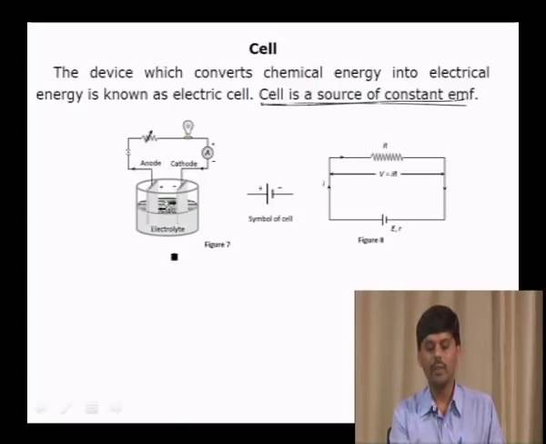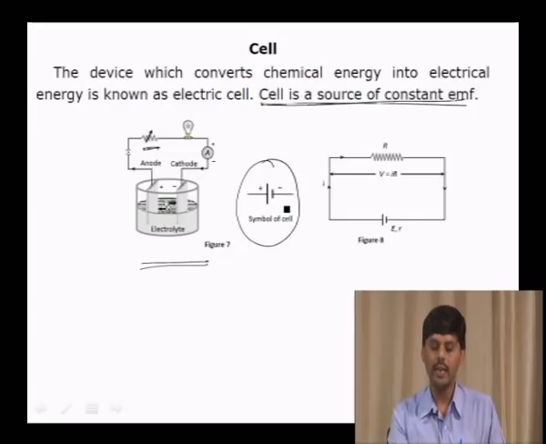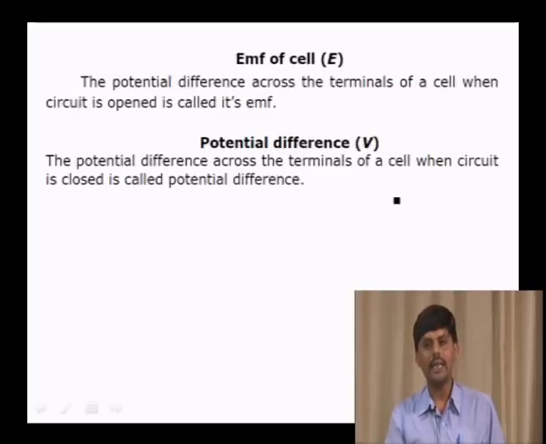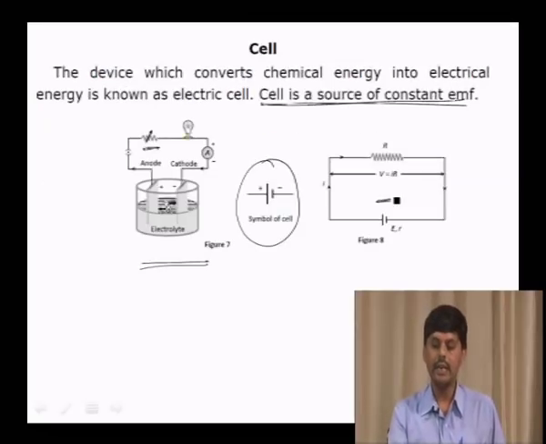So many experiments need cells. Here I am going to give a picture of the symbol of the cell, which consists of electrodes. One is the positive electrode, another is the negative electrode, connected to the external resistance R. This is the circuit symbol of the cell and this is the diagram for the derivation purpose. See, what is an EMF? The potential difference across the terminals of the cell when the circuit is open. Here we have a key, and this is open.